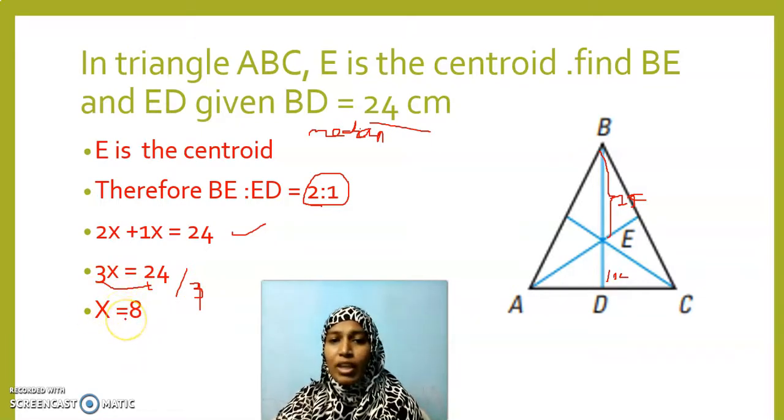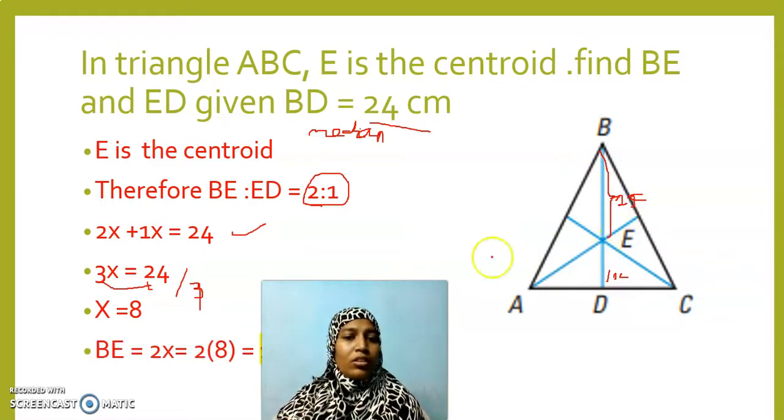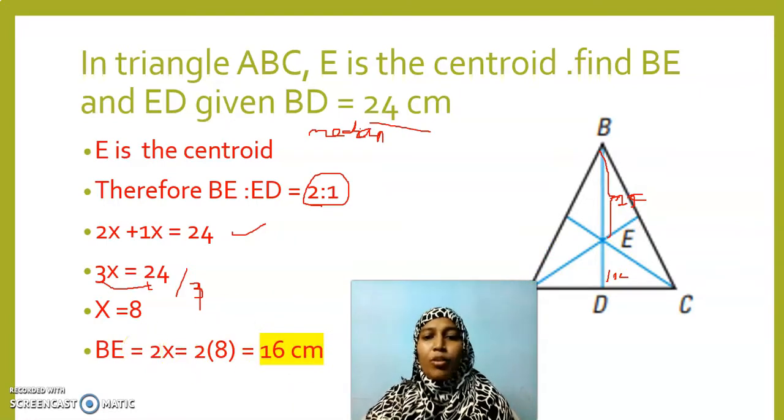I should not stop with that. What is my objective? I should find ED as well as BE. What is BE? Yes, it is 2x. So 2 into 8 is 16 centimeter. And what is ED? 1x. This is x, so this is equal to ED. ED is x, and BE is 2x.